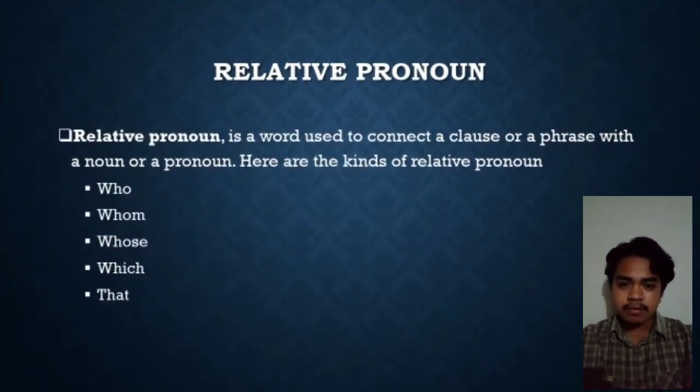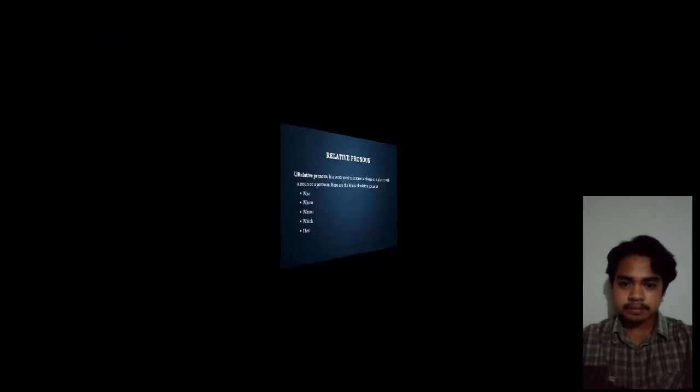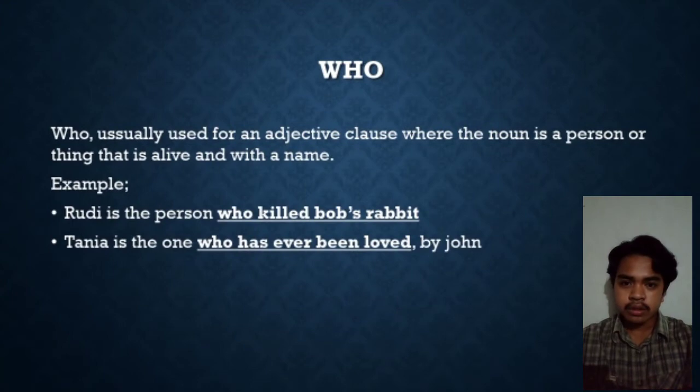What is a relative pronoun? A relative pronoun is a word used to connect a clause or a phrase with a noun or pronoun. Here are the kinds of relative pronouns and the examples. The first one is who. Who is usually used for an adjective clause where the noun is a person or thing that is alive and with a name. For example, Rudy is the person who killed Bob's rabbit.